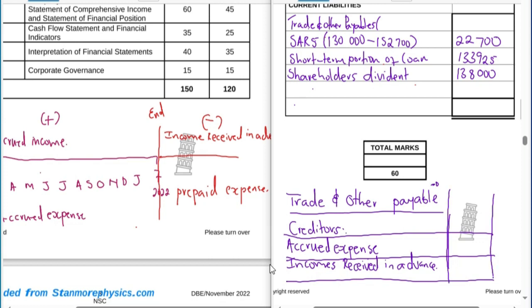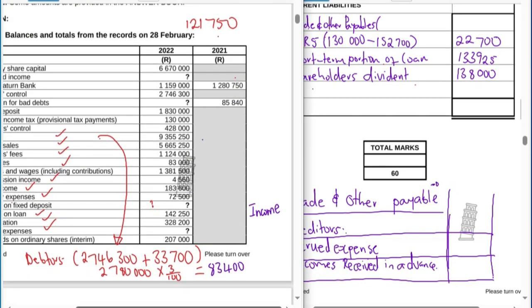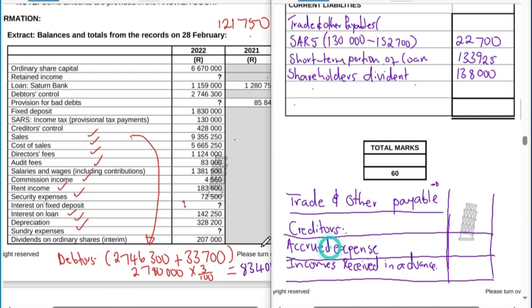And then guys, now we can go to our extract and do things nicely without any stressful situation. Under our extract we have creditors control. This is our creditors control amount, which is 428,000. And then we are going to write it down as 428,000.